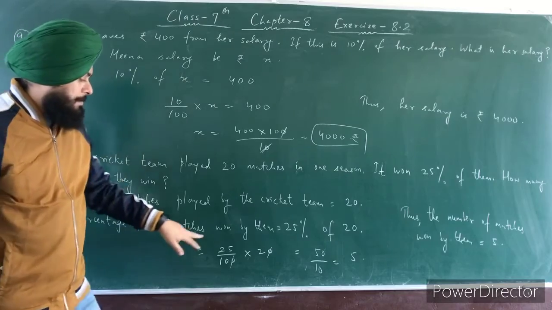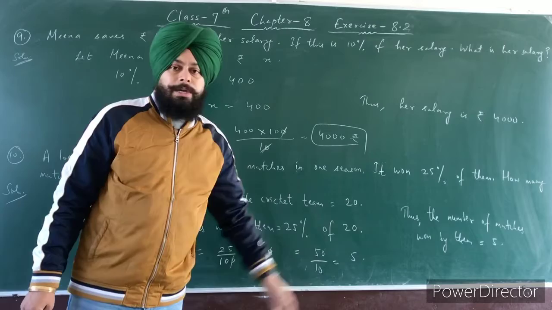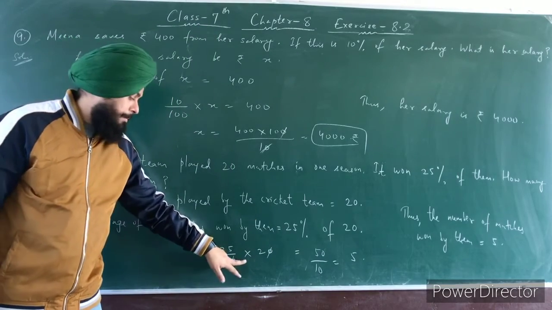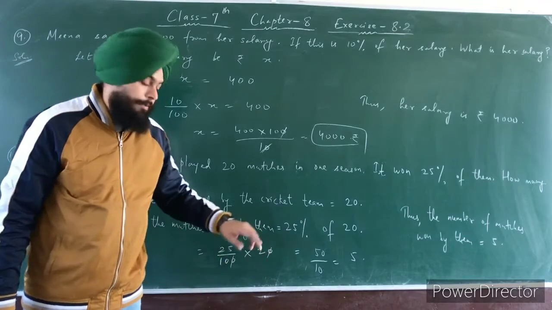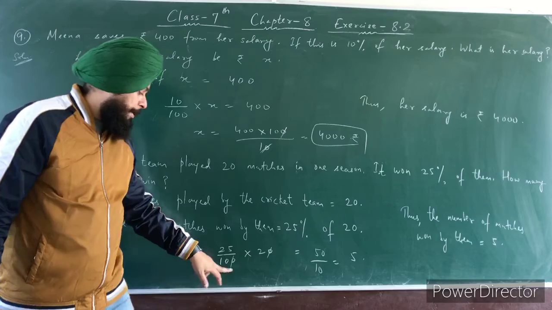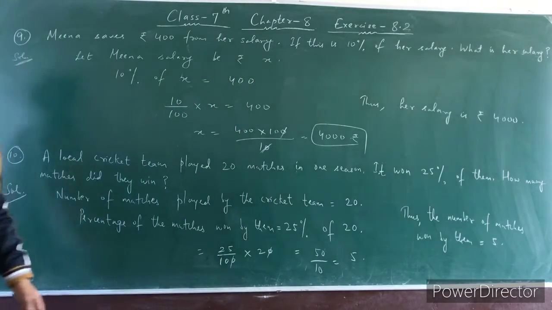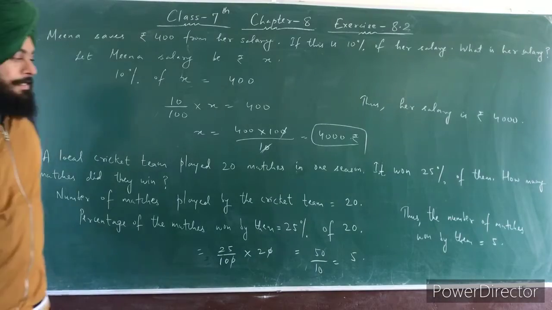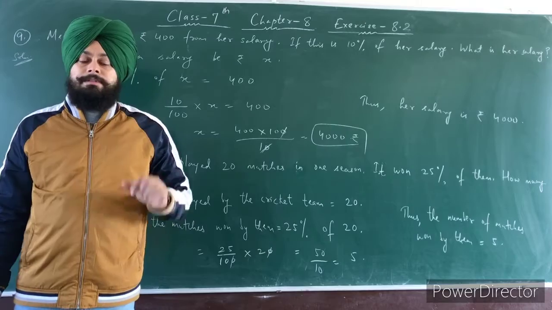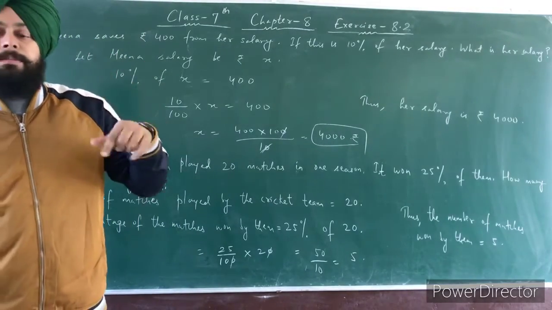It means they played 20 matches in total, out of which 25% are the matches they won. So the percentage of the matches won by them is 25% of total matches played. So total matches are 20. So 25% is written as 25 over 100 multiplied by the total matches, that is 20. Now you should cancel the 0 here. 25 twos are 50 divided by 10. Now 50 by 10 is how much? 5. So the number of matches won by them is 5. Alright. It means they won only 5 matches and lost how many matches? 15 matches. 20 minus 5 is 15.